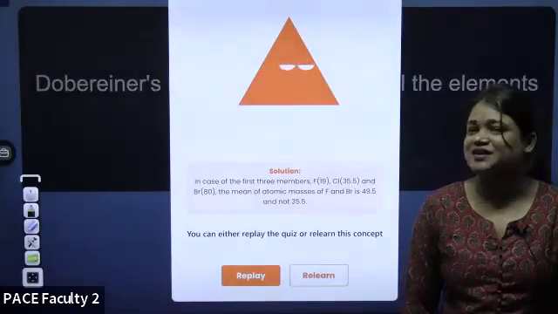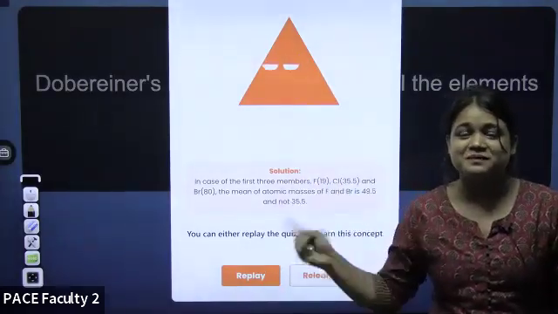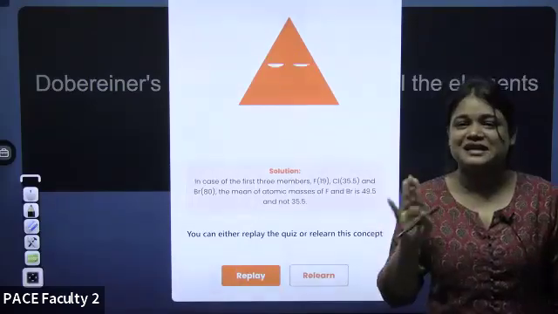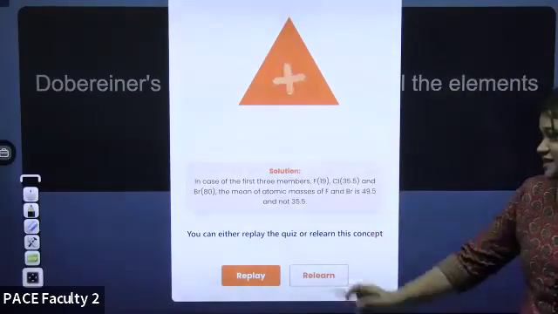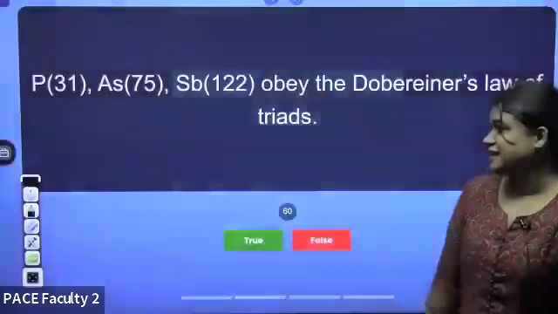Fluorine does not fall in Daubeney's triad. I had written the example: chlorine, bromine and iodine. Fluorine does not fall in the class of triads. If you take the atomic mass of fluorine, it will not fit.